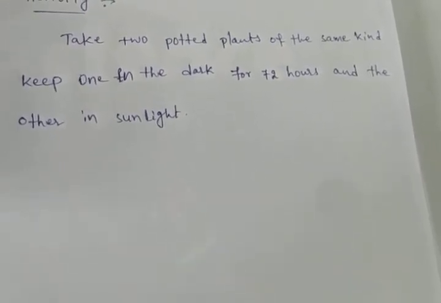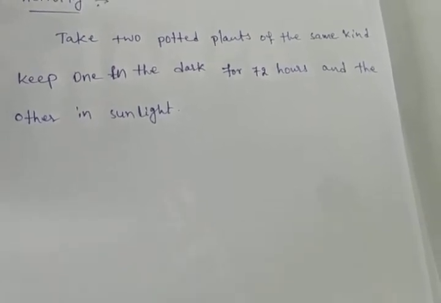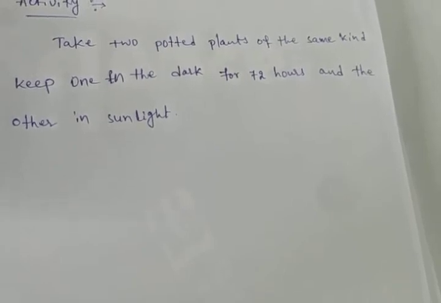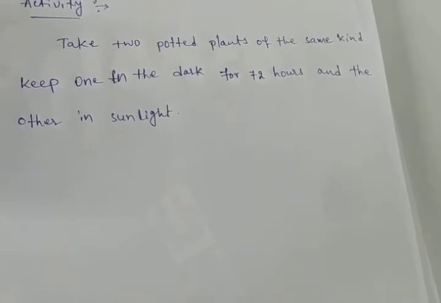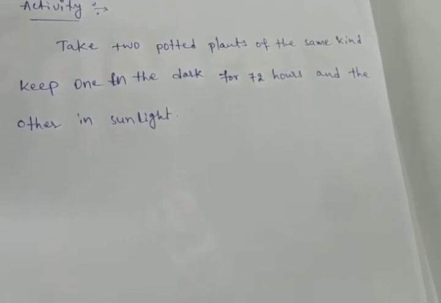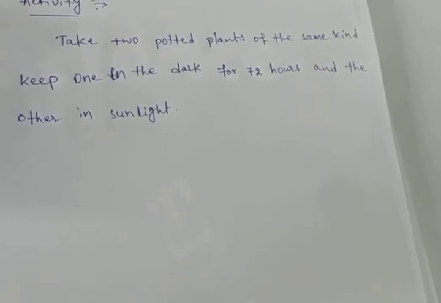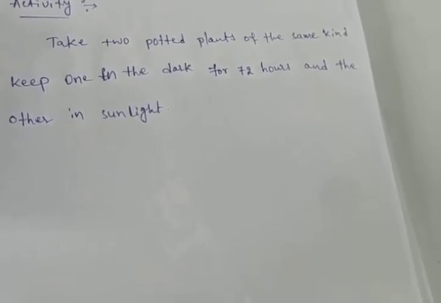Perform the iodine test with the leaves of both the plants as you did in the 6th class and record your results. Now leave the pot which was earlier kept in the dark in the sunlight for 3-4 days and perform the iodine test again on its leaves. Record your observations in your notebook.